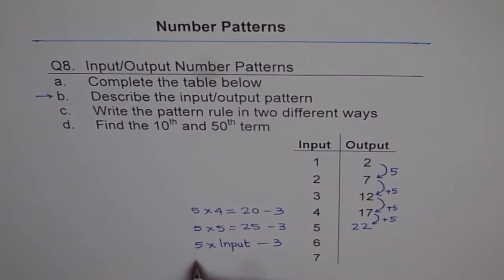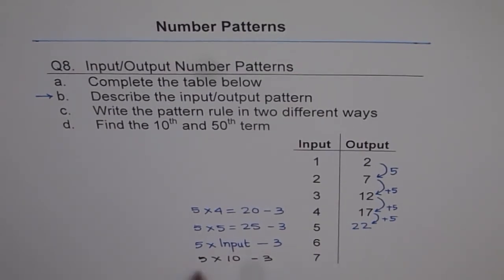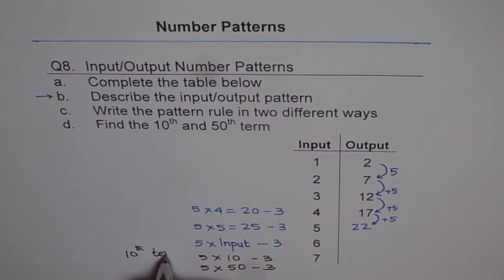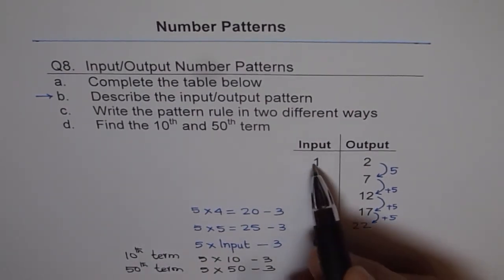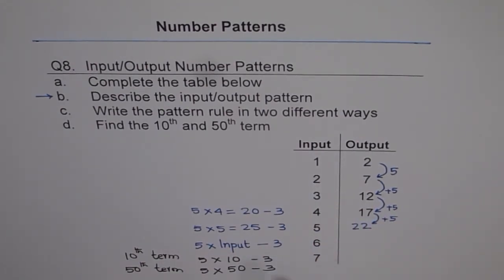Do you see that? So what you have to do is, let me write in a different ink to get these two answers. These will be 5 times 10 minus 3. And the next one will be the 50th term, 5 times 50 minus 3. So this is your 10th term, okay? And this one is your 50th term. You understand the term number? These are your term numbers here. First, second, third, fourth, fifth, sixth, like that. And then you get the answer for D also, correct?